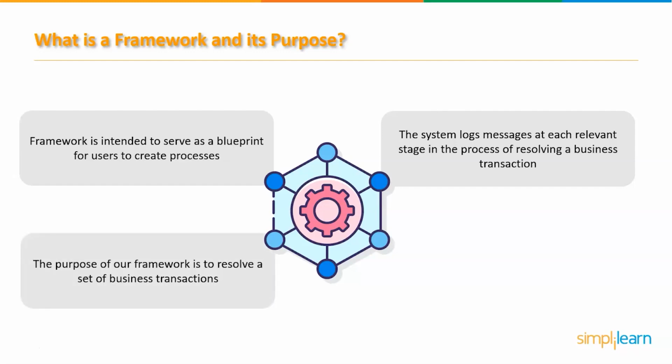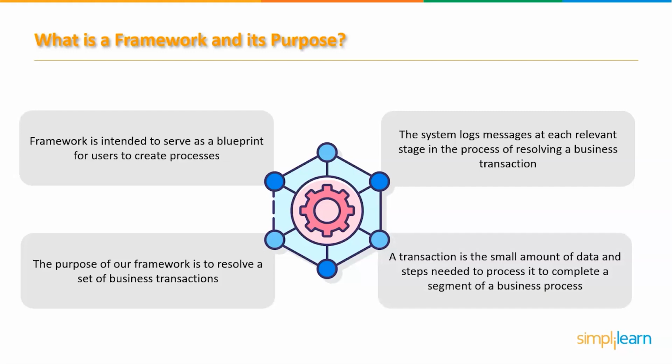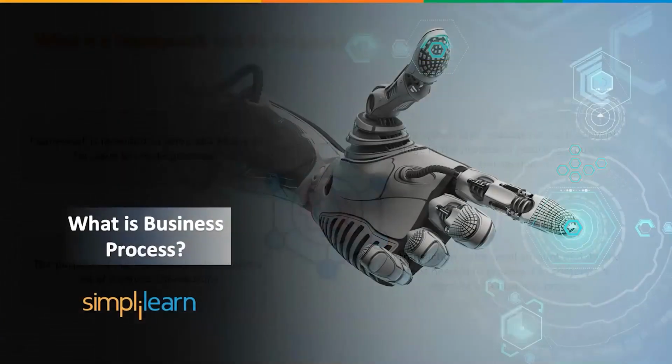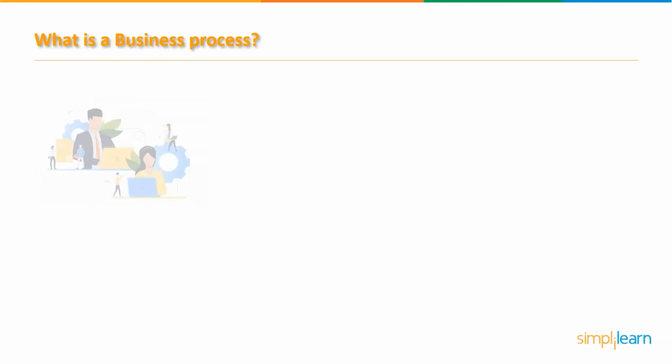The purpose of our framework is to resolve a set of business transactions. A transaction is a small amount of data and the steps needed to process it to complete a segment of a business process. A process that reads a single email from a mailbox and extracts data from it is a good example. What is a business process?